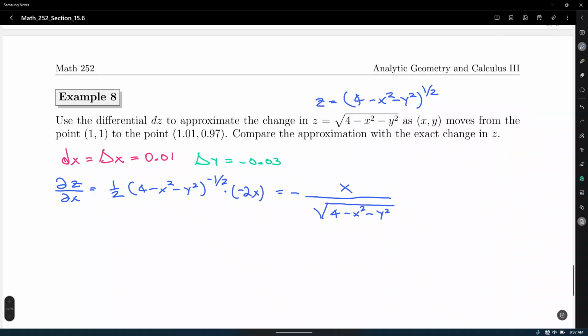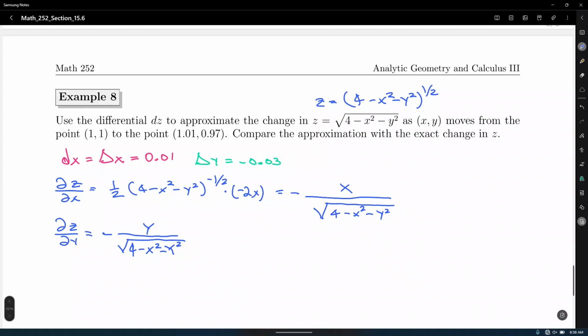Alright, so that's the partial derivative with respect to x. For the partial derivative with respect to y, it's essentially the same process, where all we need is to change this x with a y. So that's not going to change that much. That'll be y divided by the square root of 4 minus x squared minus y squared. Alright, so we have our partial derivatives.